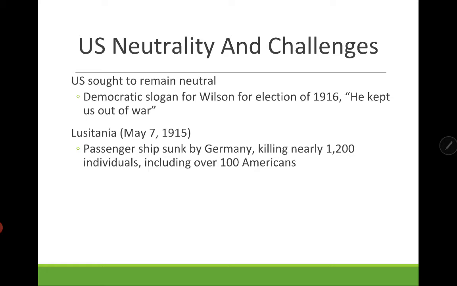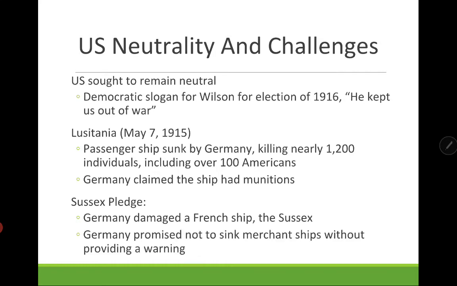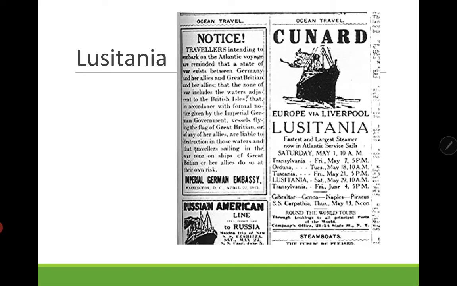And the most famous example of this is the Lusitania in 1915, when a U.S. passenger ship is sunk by Germans, killing 1,200 individuals, including 100 Americans. Now, Germany claimed the ship had munitions, but afterwards what they decide is that they're going to provide warnings to any ships that are not military ships in this unrestricted submarine warfare.